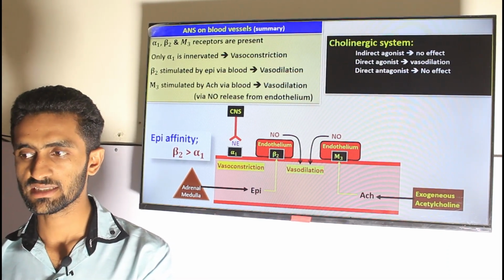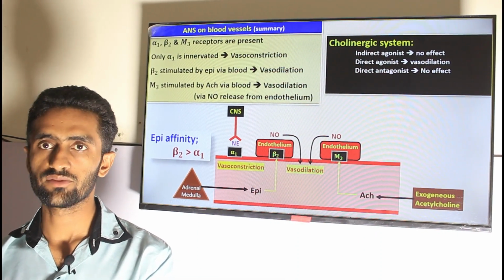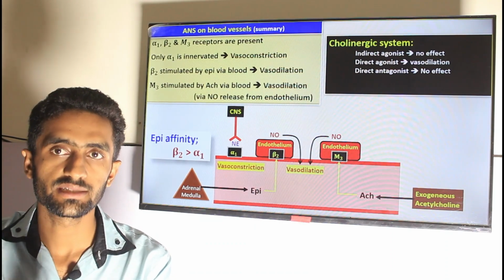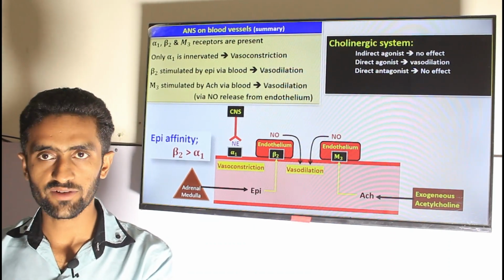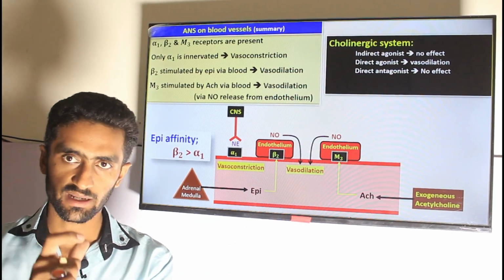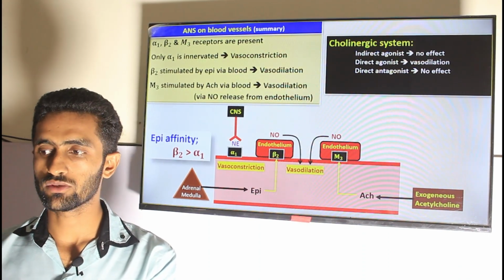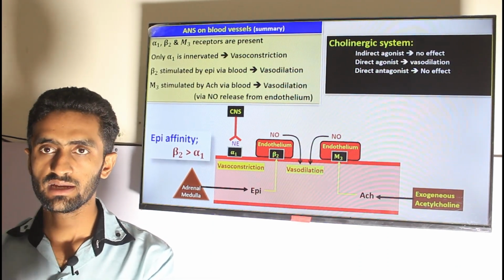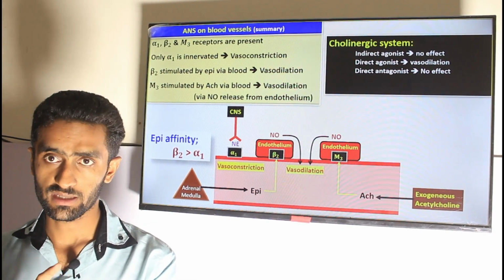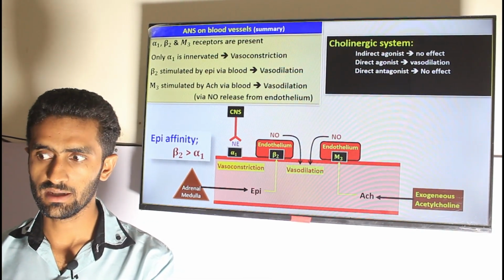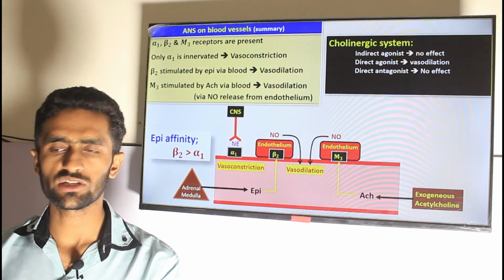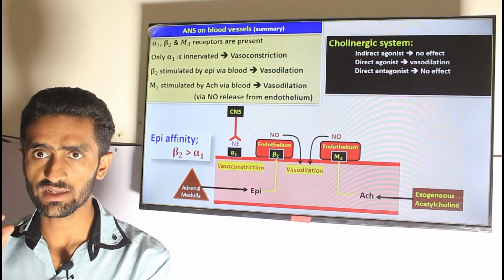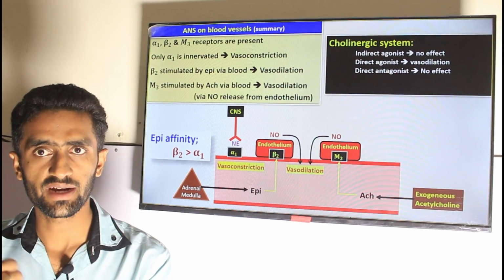Okay, cholinergic system, indirect agonists have no effect. Indirect agonists do what? They increase the endogenous acetylcholine, but there is none, so they have no effect. But if you give a direct agonist, exogenous acetylcholine can act and cause vasodilation. Similarly, antagonists have no effect because the vessels are not innervated, because there is no stimulation of the M3s already. If they are stimulated, then you can inhibit them, antagonize them.